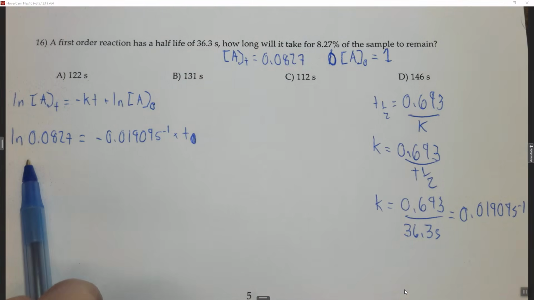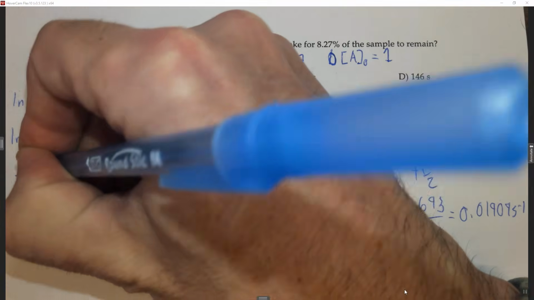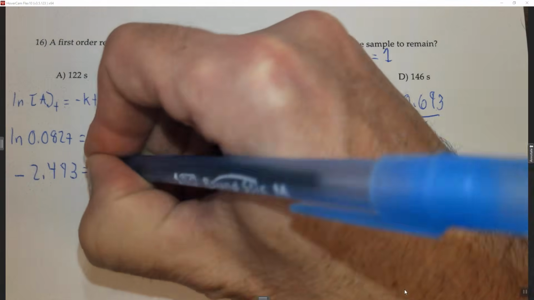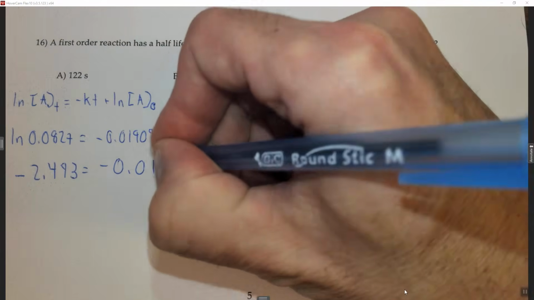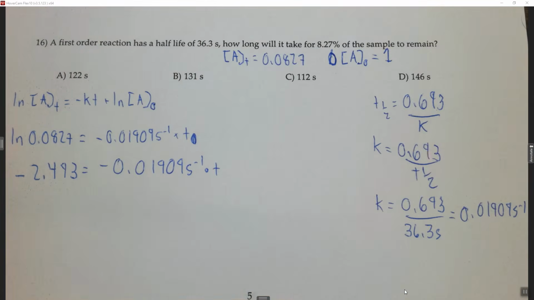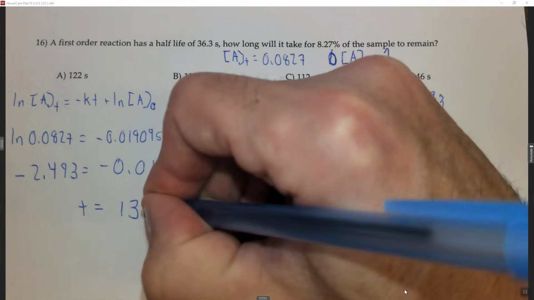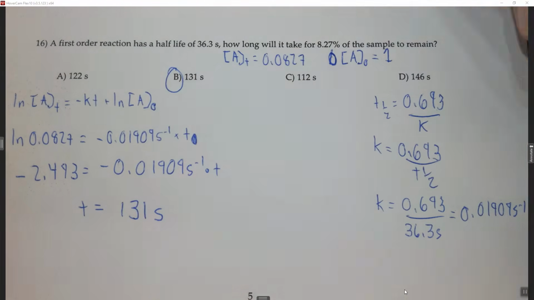Okay, take the ln of this side, and you get negative 2.493 equals negative 0.01909 seconds to the minus 1 times T. Make it with a dot maybe so it doesn't look like an X. Then divide both sides by the negative 0.01909, and you find that T is equal to 131 seconds. So after 131 seconds, we will have 8.27% of this sample remaining.